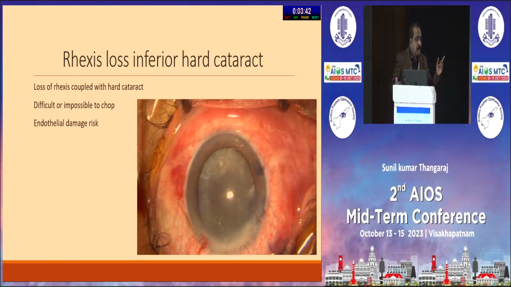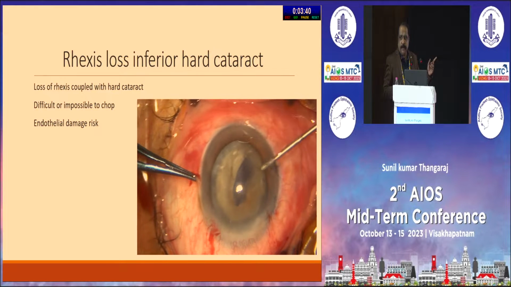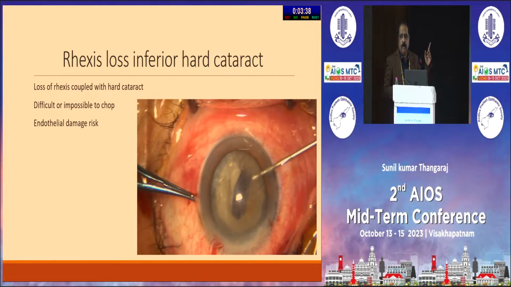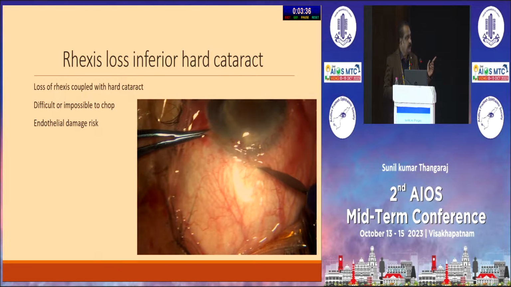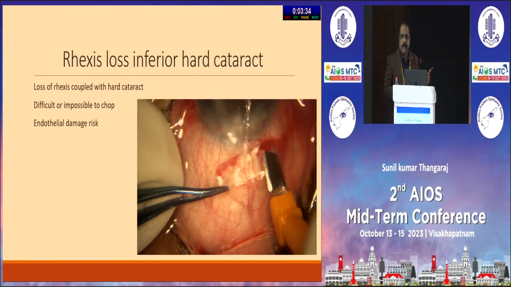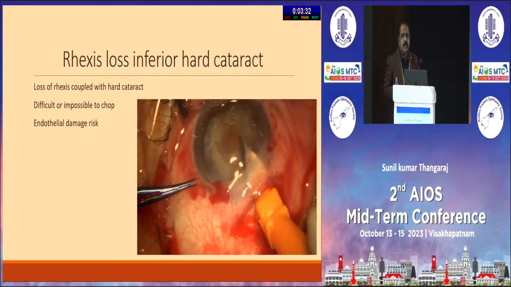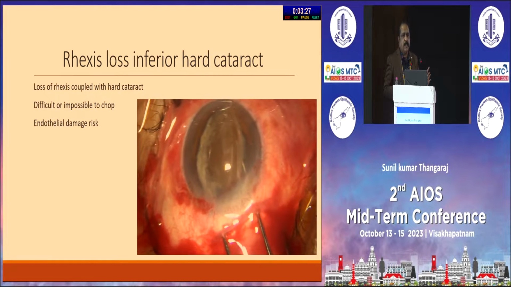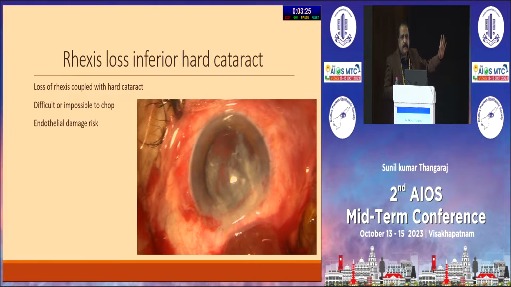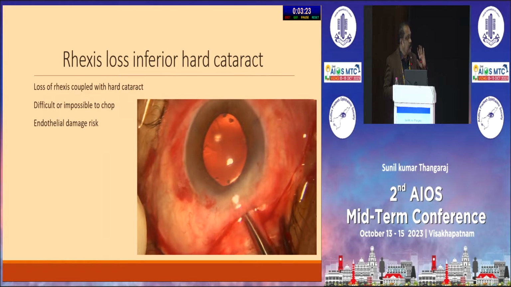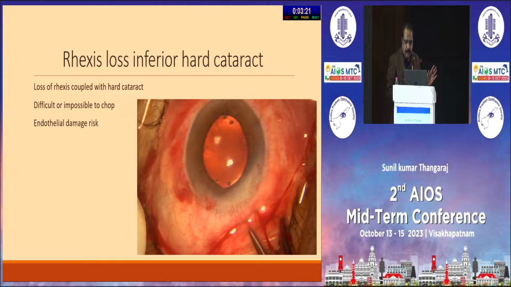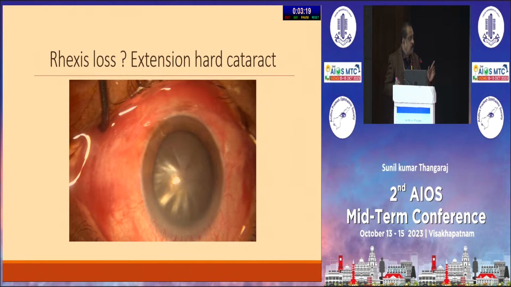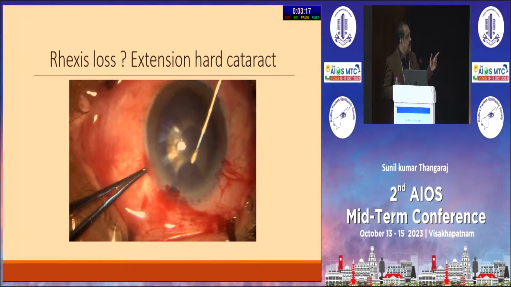And here, this is a very hard cataract. I'm doing the rhexis and I have lost the rhexis inferiorly. Now, when you lose the rhexis inferiorly in such a hard cataract, it is not worth continuing with the phaco because you have all the chances to drop it. So I just did a transconjunctival SICS, got it out, and saved the day. No big deal there.